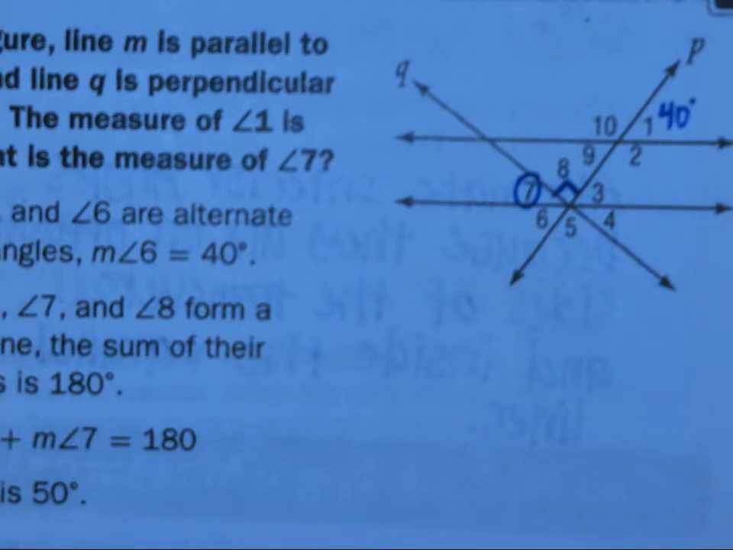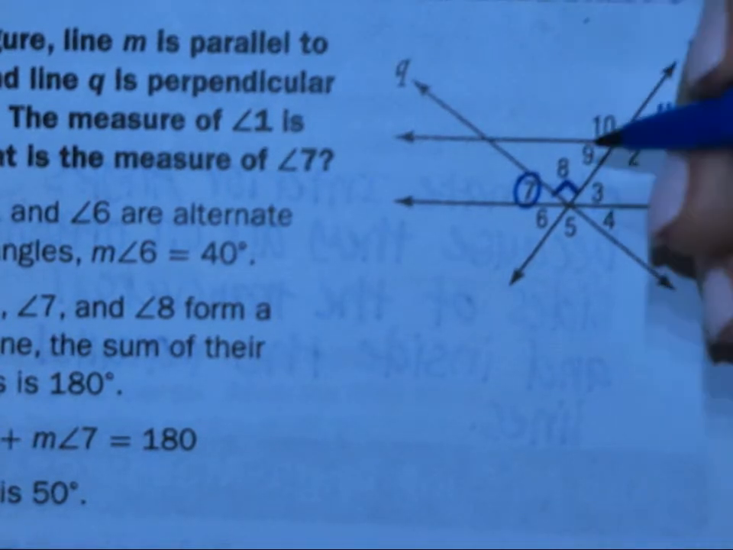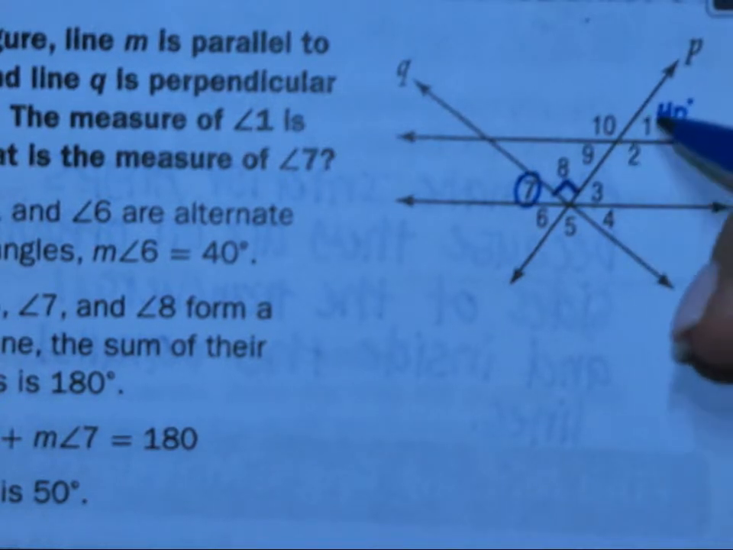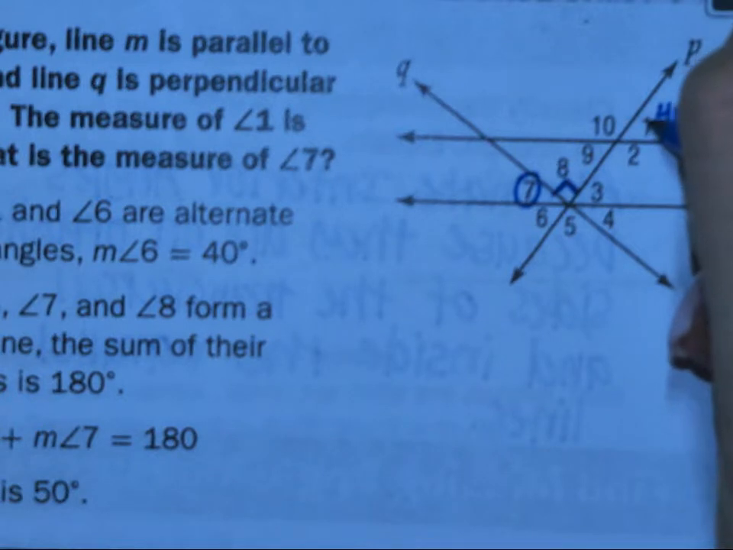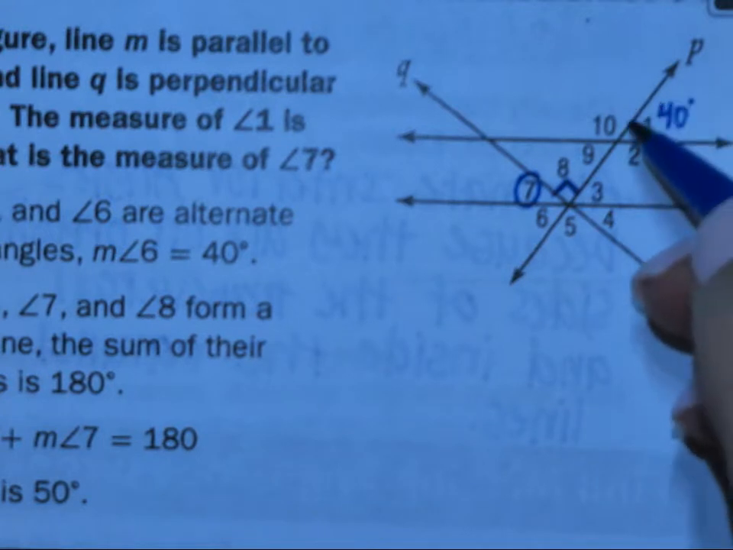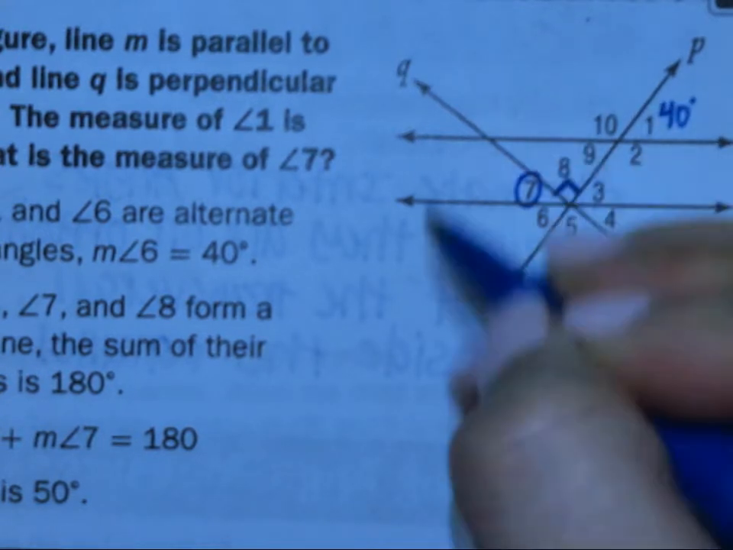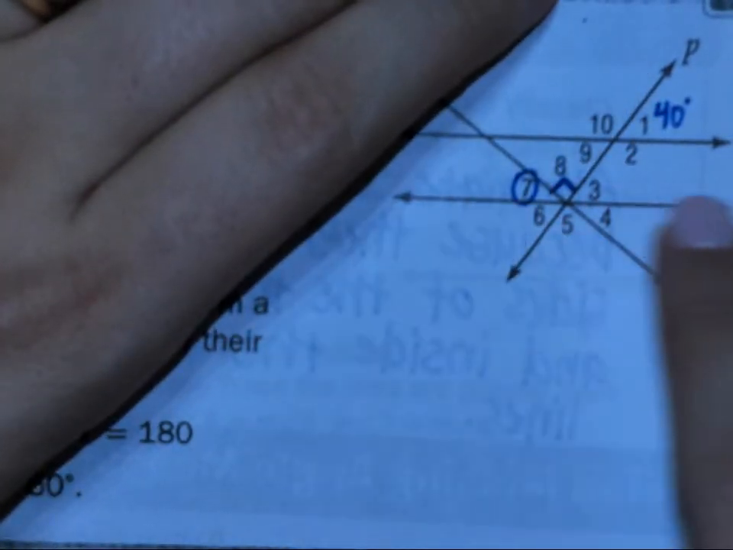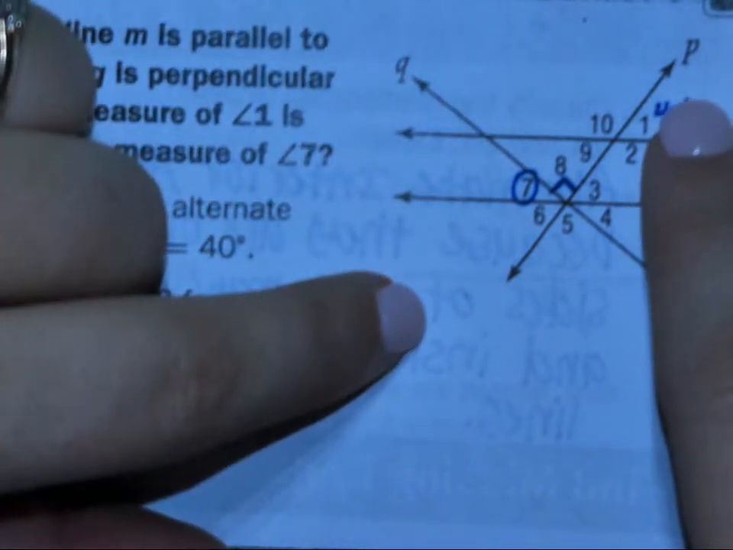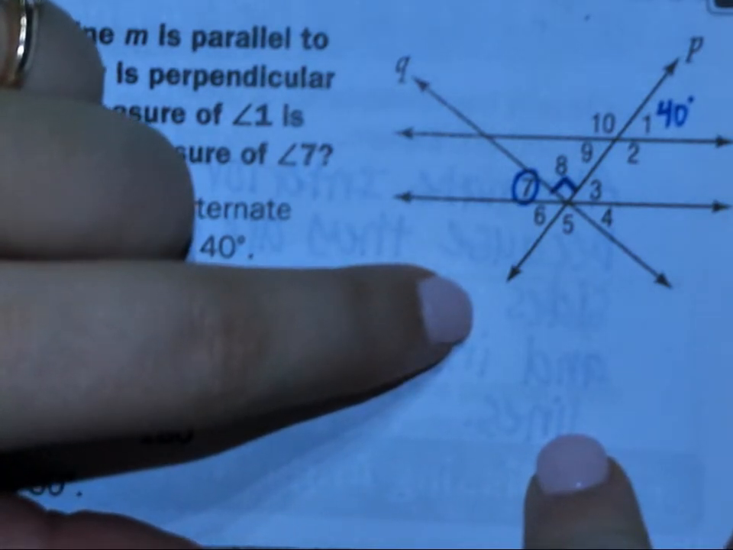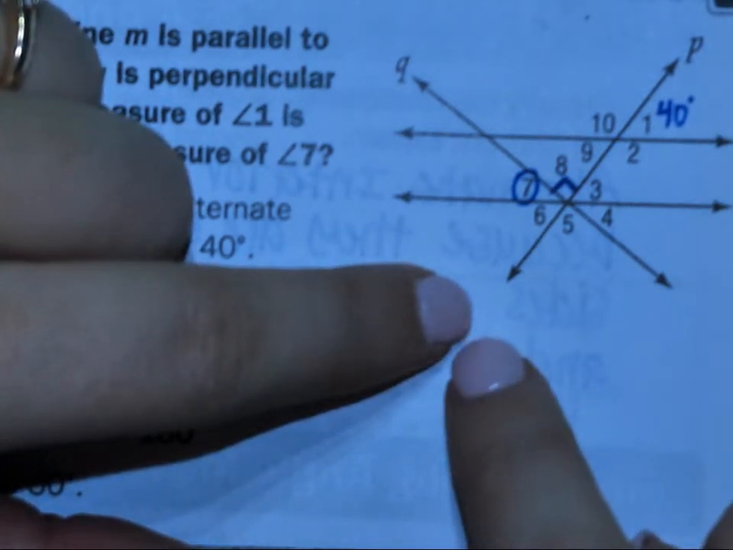What if I look at this measure right here, 1, which I know? Because remember, if that's what you know, you have to look and see what other measure is going to be equal to 40. Where else can I fill in a 40 down here? Looking at this one transversal line and my parallel lines, do I have any parts of this down here that I can fill in with 40 degrees? What angle do you think it is?